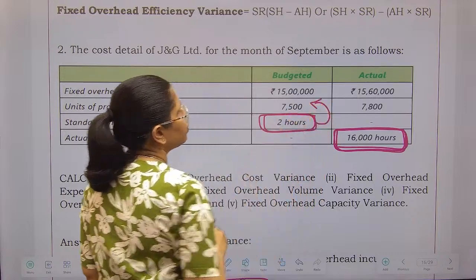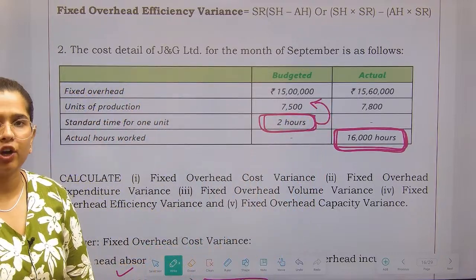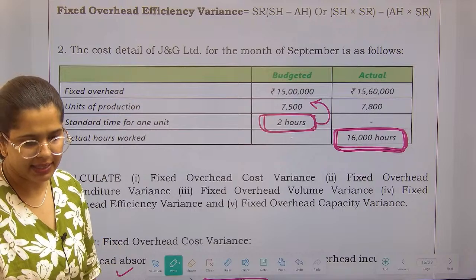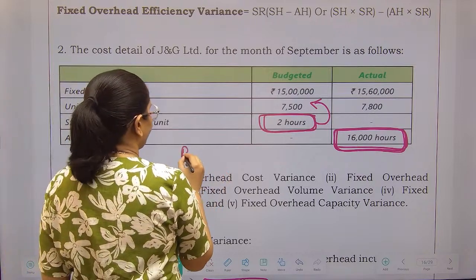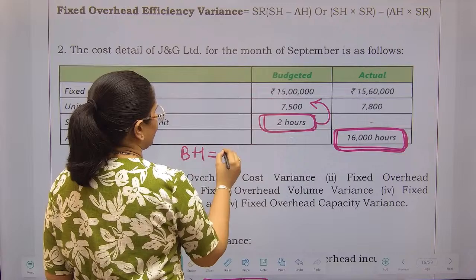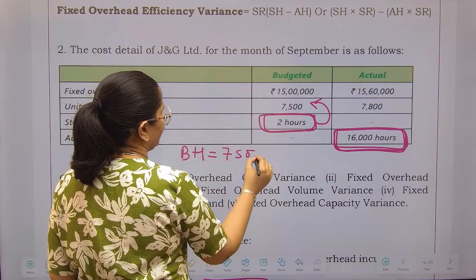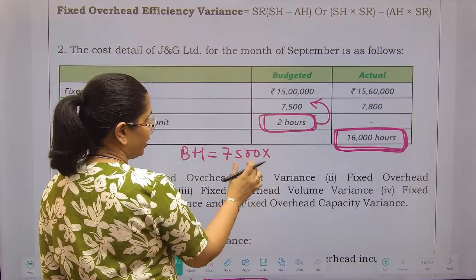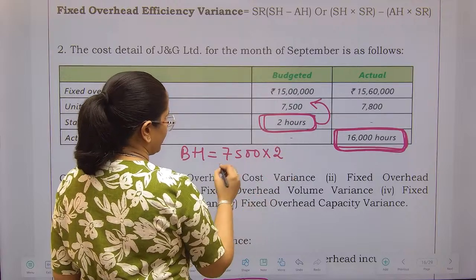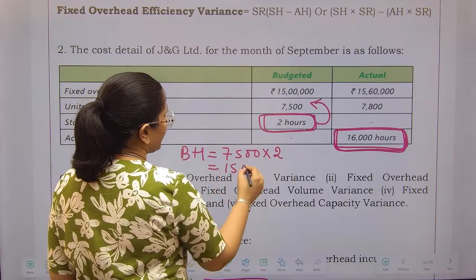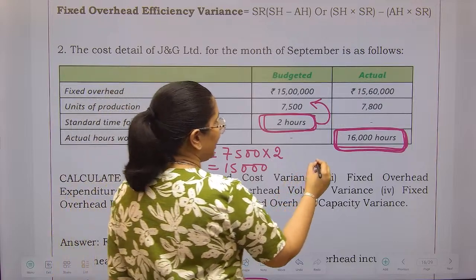$7,500 को जब आप 2 से मल्टीप्लाई कर देंगे, then you will get your budgeted hours. तो आपके standard hours क्या हैं? ठीक है, देखो, see the difference. Budgeted hours for me is 7,500, which is the budgeted units multiplied by 2 hours, 15,000. ठीक है? तो फिर standard hours कैसे निकालेंगे?